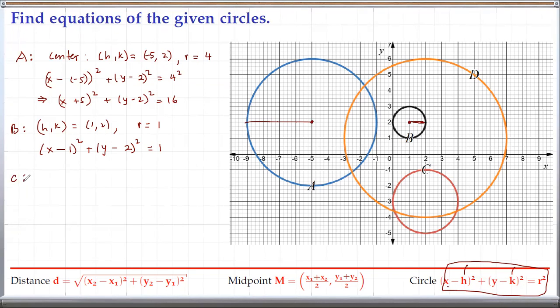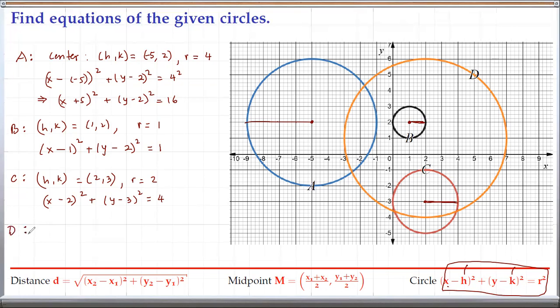Let's look at circle C. In this case, the center is right here, so point 2, 3 is the center and the radius is this length here. So 2 units. And again, we can quickly write down the equation. So x minus 2 squared plus y minus 3 squared equals r squared equals 2 squared, which is 4. This is the equation of circle C.